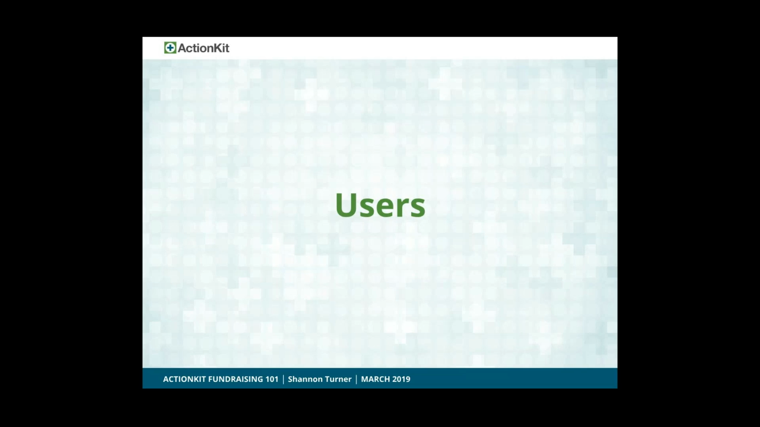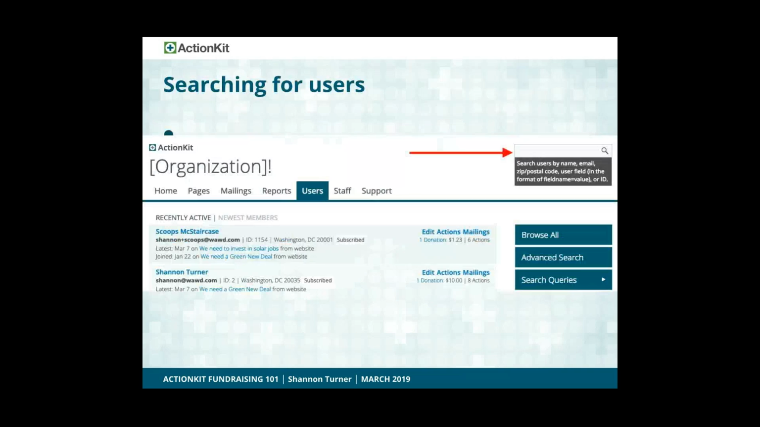Now we're going to briefly cover users, specifically how to find your donors and view their donation history. We're going to start at the Users tab. From there, probably the quickest way is to search using the search box up top. This is going to let you search users by name and email, zip code, or if you know it, their ID.